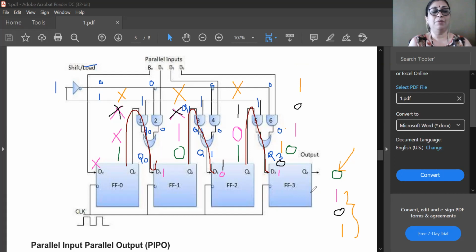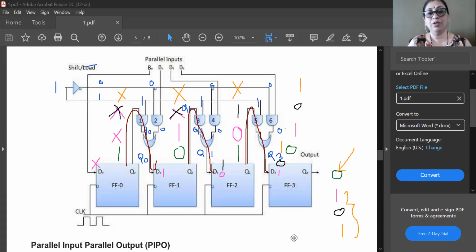What you have to remember is when your control signal is at 0, there is parallel loading operation. When control signal is at 1, there will be shifting operation. During load operation, LSB is outputted, and during shift operation, the remaining 3 bits are outputted. That is what you have to remember. Now let us draw a truth table of this.